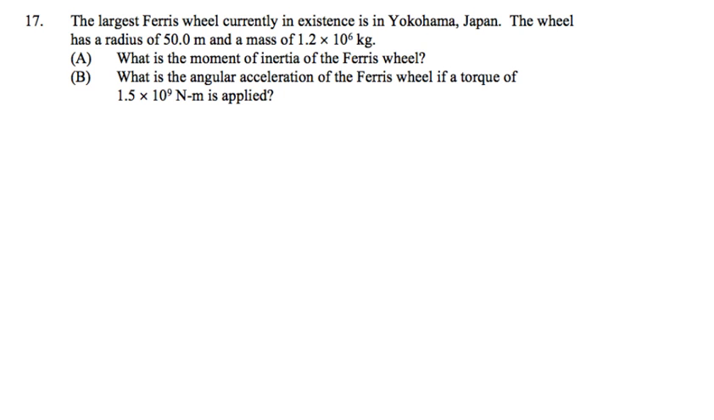So with this one, it says the largest Ferris wheel currently in existence is in Yokohama, Japan. The wheel has a radius of 50 meters and a mass of 1.2 times 10 to the 6 kilograms. So I know I can get the I. When they give me the mass and the radius, that's the information I need to get the moment of inertia. Part A says what's the moment of inertia. Part B then says what's the angular acceleration of the Ferris wheel if a torque of 1.5 times 10 to the 9 Newton meters is applied.